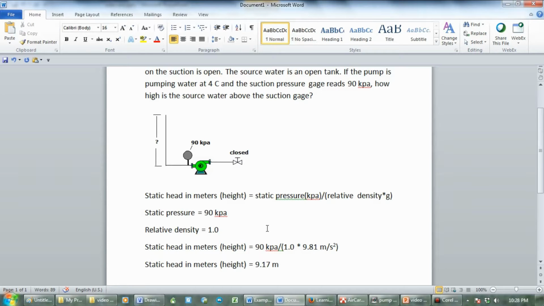So plugging the numbers in the formula, we have 90 kPa divided by 1 times 9.81, which gives us a static head in meters of 9.17. So the height of the water column above the suction of the pump would be 9.17 meters.